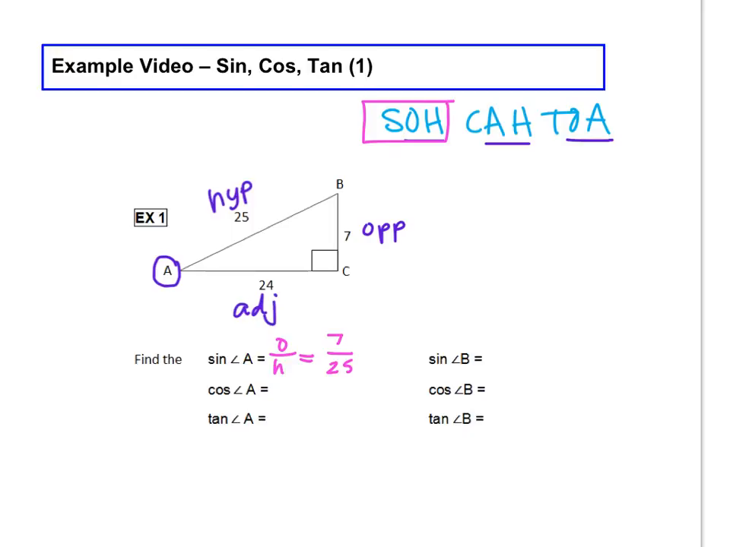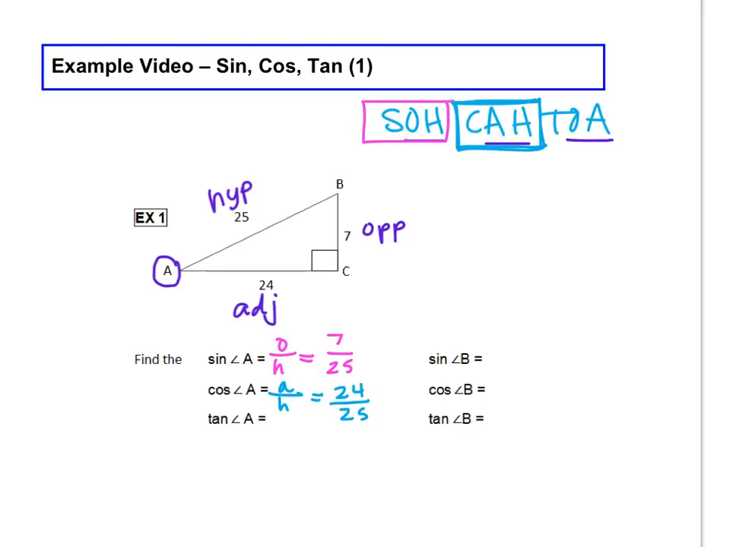All right, the cosine is SOH CAH TOA, so that middle part. It is the adjacent side over the hypotenuse. So if we look at the triangle, we labeled the adjacent side as 24. That's a 24. And the hypotenuse is still that 25.